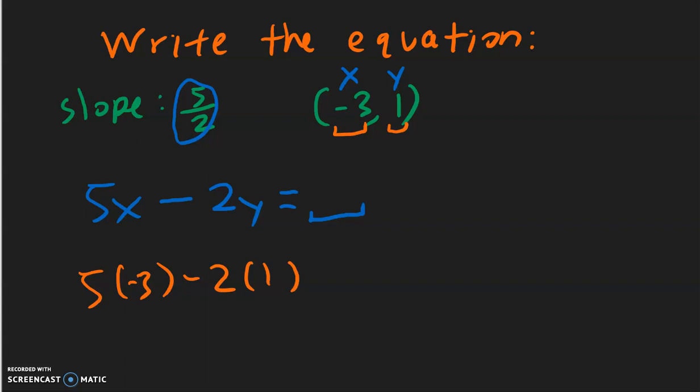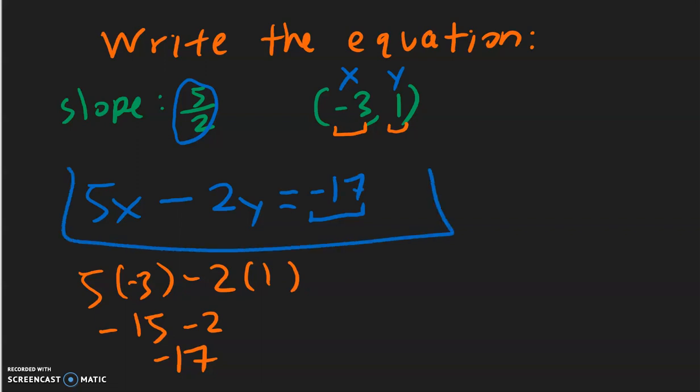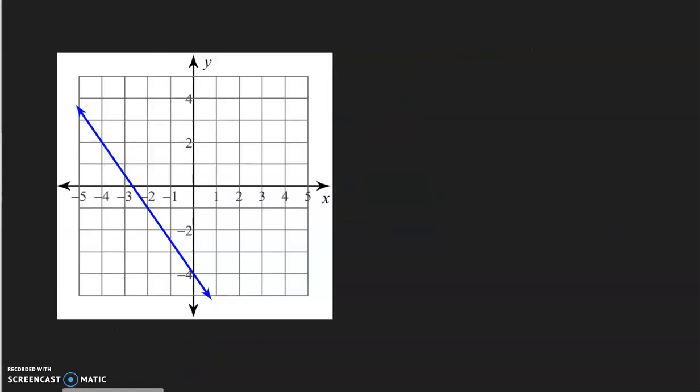5 times negative 3 is going to be negative 15. Negative 2 times 1 is going to be negative 2. So this is equal to negative 17. So that means our equation is going to be 5x minus 2y equal to negative 17. And this is the equation in standard form. And now we will move on to graphs.